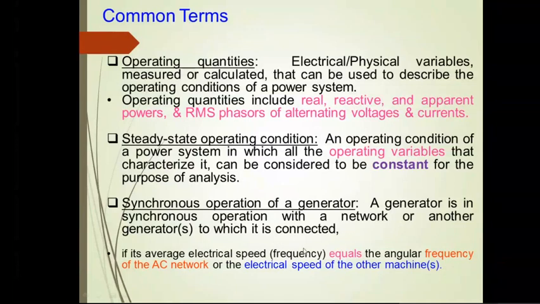So that means the electrical speed of one generator with respect to the electrical speed of other generators in the power plant, or you can say the frequency of the signal of the generator with respect to the frequency of the signal in the network. So that should be the same here, or equal, you can say.